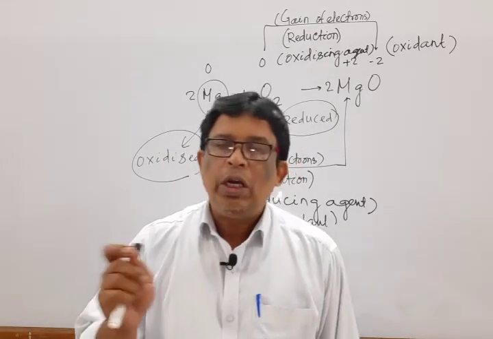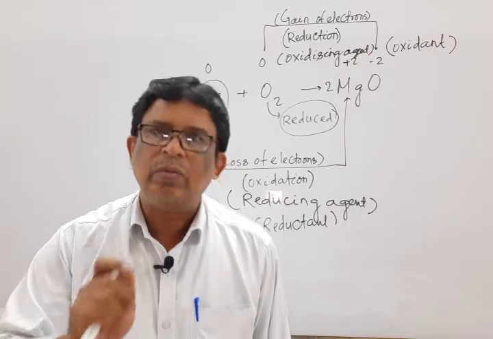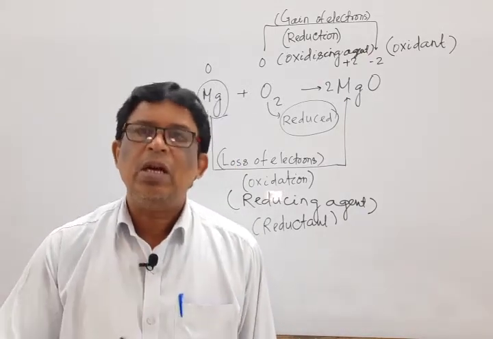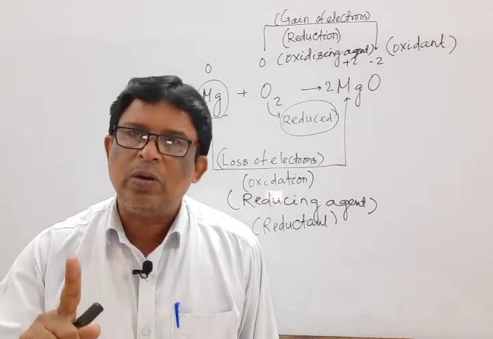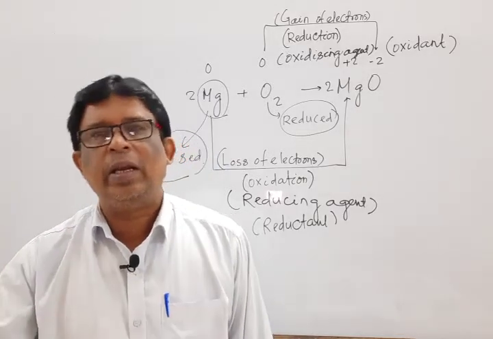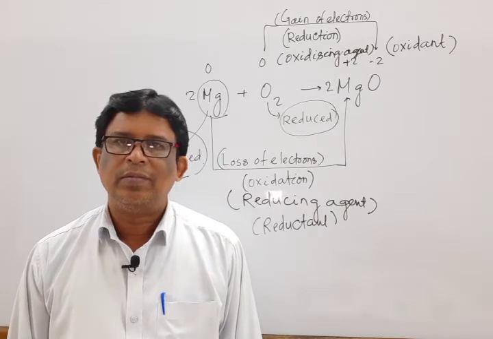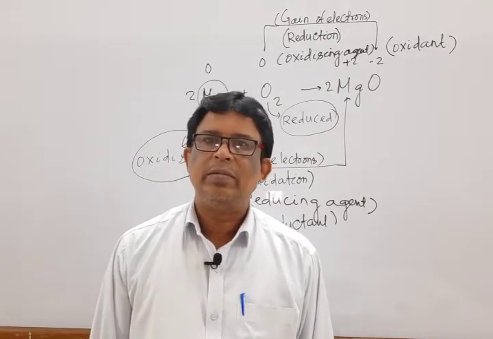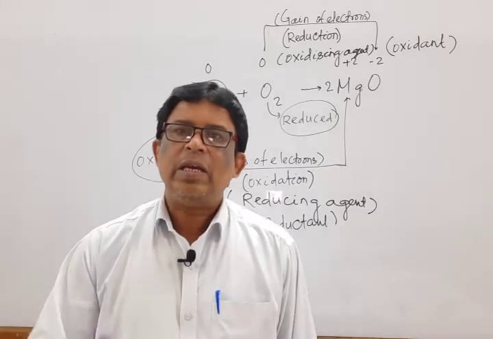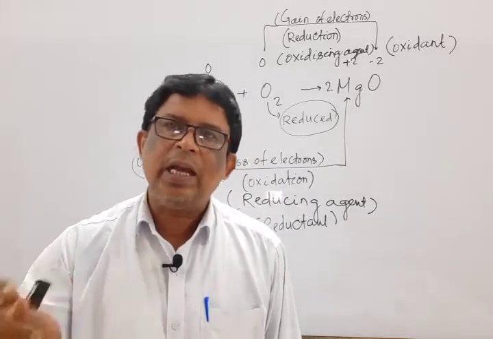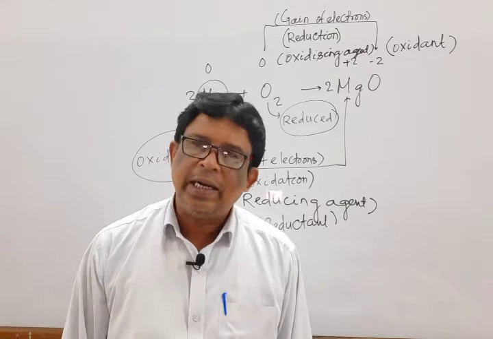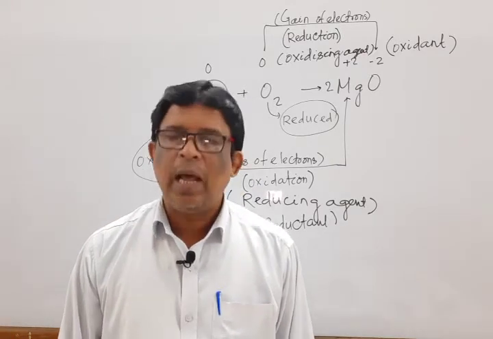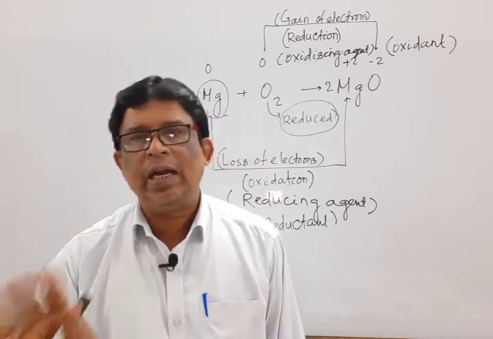Next, multiply a suitable number in the form of a coefficient such that total loss of electron is equal to total gain of electron. Next, balance all the other atoms except oxygen and hydrogen by hit and trial method. Last, we have to balance oxygen and hydrogen.